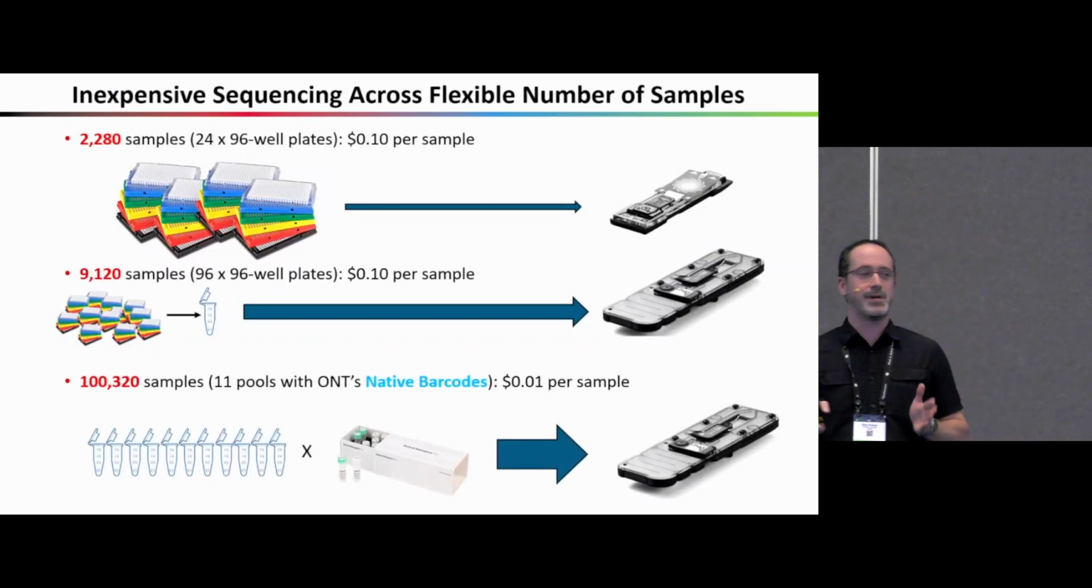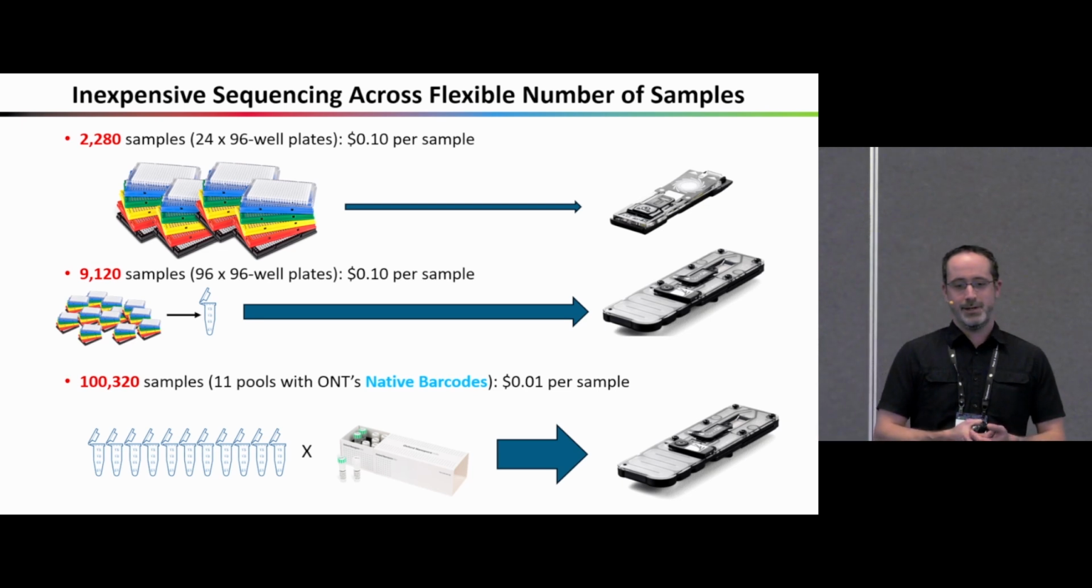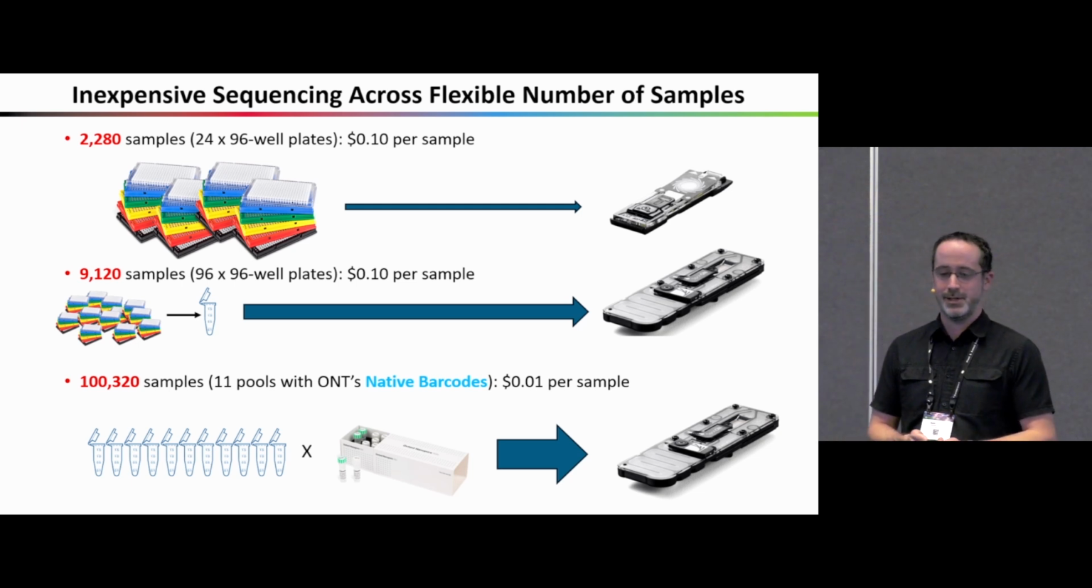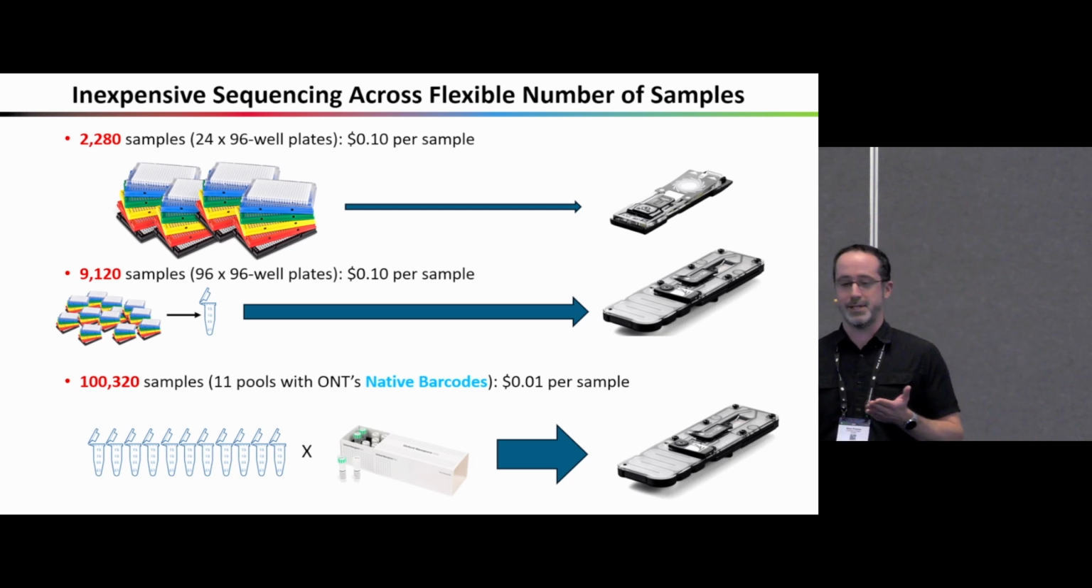There are two main advantages to the Nanopore system. The first one is that it's very inexpensive. To actually buy the sequencer and to use it is very inexpensive compared to the other platforms. And the other advantage is it's very flexible.